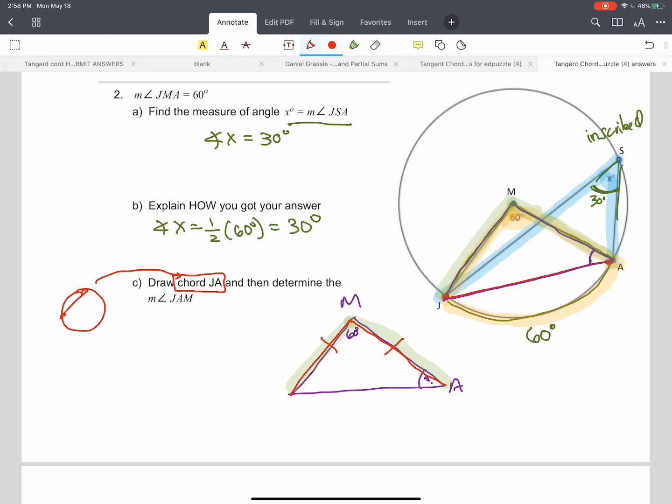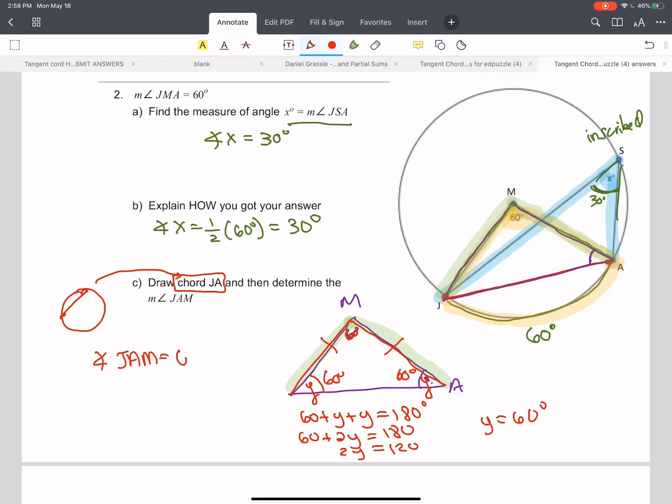So I know if these two sides are the same, and this is 60 degrees, that these two angles have to be the same. I don't want to use x because I already used x. So let's say I call them both y. So I can say 60 plus y plus y has to add up to 180. 60 plus 2y has to equal 180. So 2y equals 120. So y equals 60. Oh, what kind of triangle is this if they're all 60 degrees? That's right, it's equilateral. So angle JAM is 60 degrees.